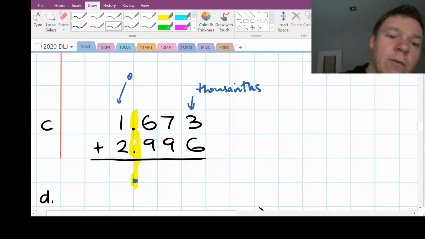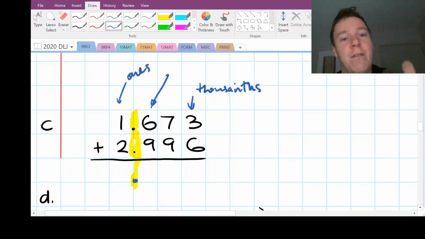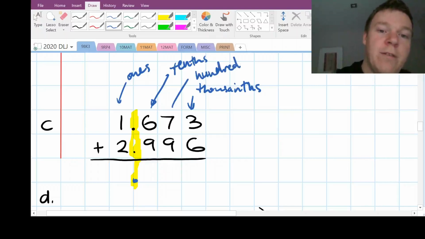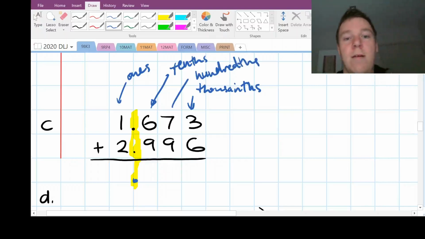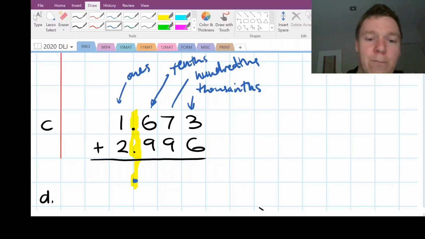We've got the ones, and then the next one over, it's not the oneths, it's the tenths. And this is the hundredths. So it just counts the same way. The next one over is the thousandths, the ten-thousandths, the hundred-thousandths, and so on. Okay, let's just go through this.